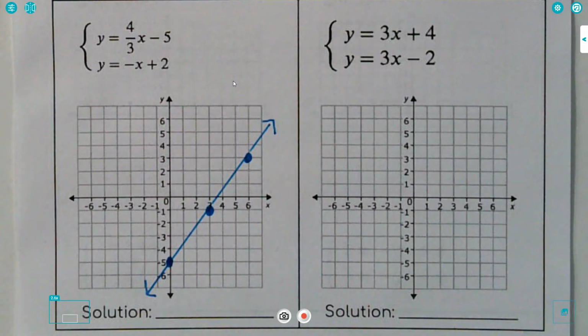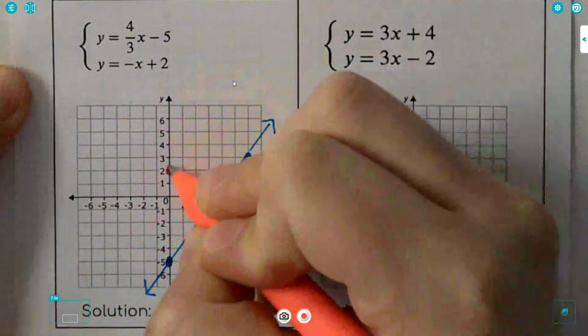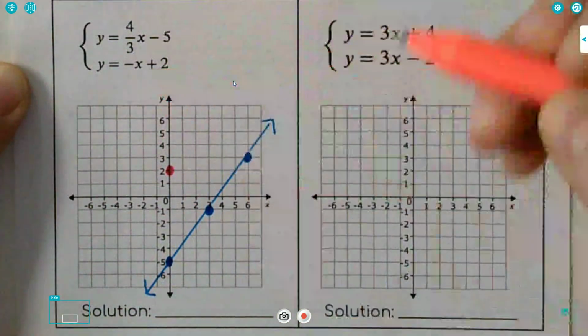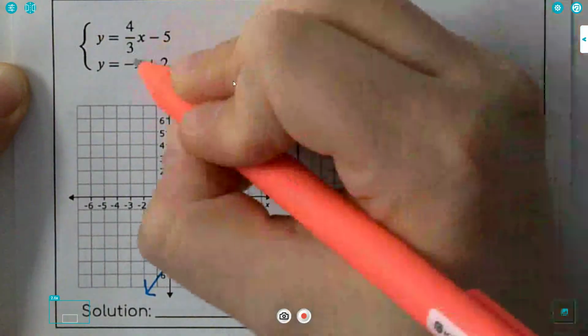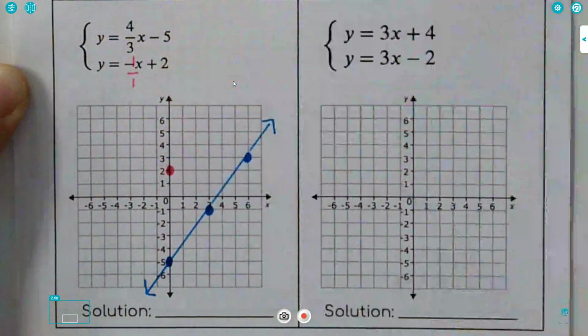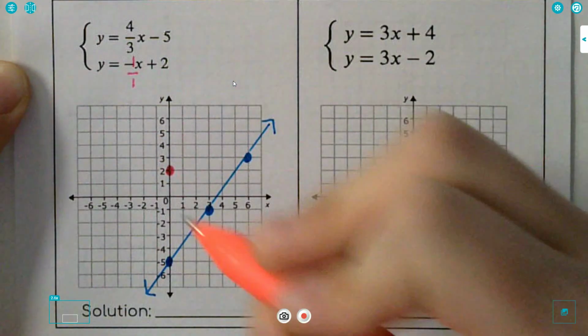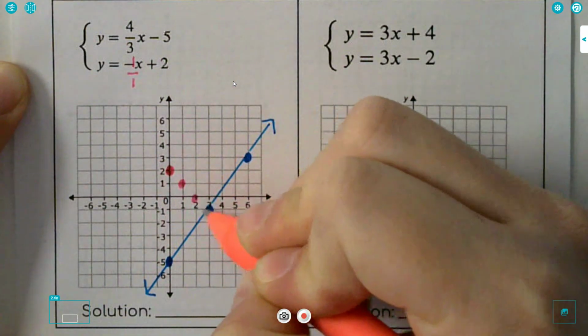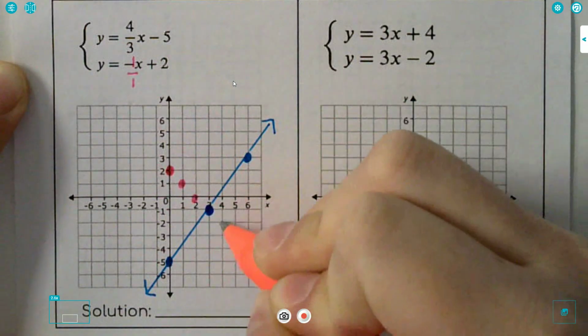My other line that I'm graphing is y equals negative x plus 2. My y-intercept is 2. What is my slope in front of this negative x? 1. So it's negative 1 over 1. You need to squeeze that in. So I'm going to go down 1, right 1. See right there they cross, and I'm going to keep going.